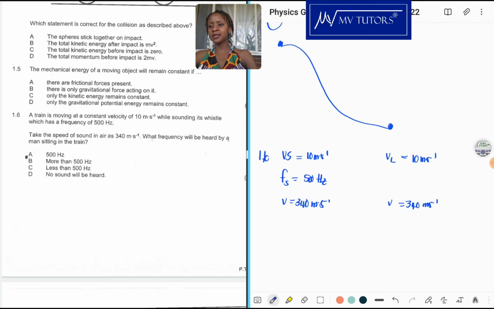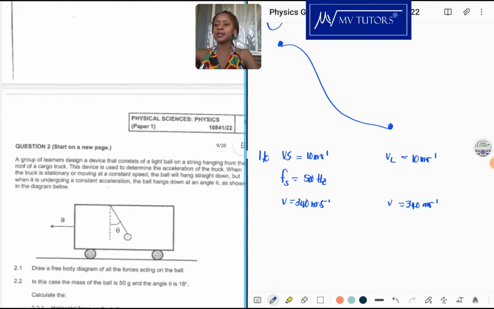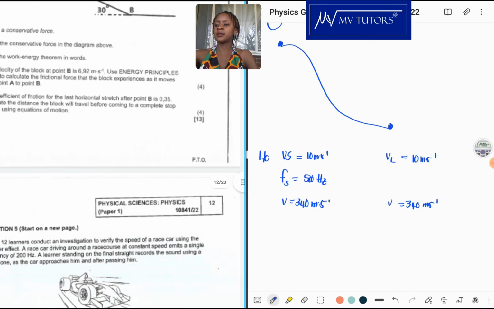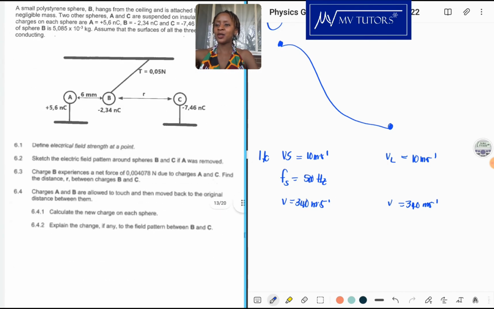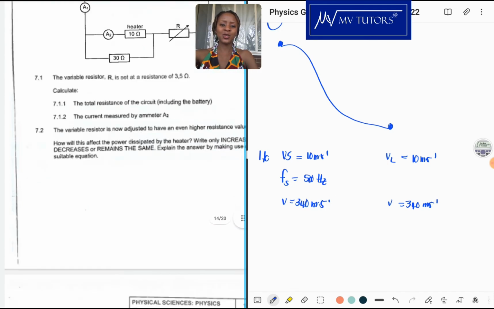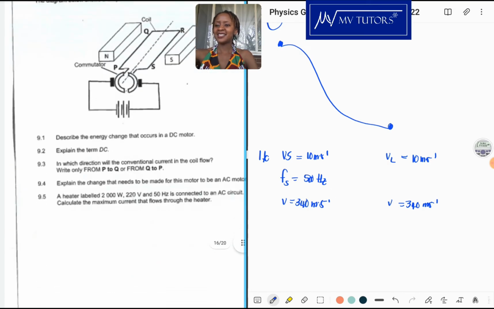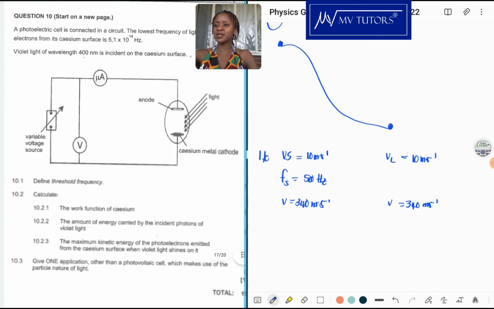Okay, now it says, what frequency will be heard by a man sitting in the train? Okay, are we expecting it to be more than 500 hertz, less than 500 hertz? No sound will be heard. That's not possible. Or will it be 500 hertz? Okay, remember how the equation looks? I don't even know if the equation will help us at this point, because the equation has to do with one source moving. Like, is another person moving? Or is the source stationary?